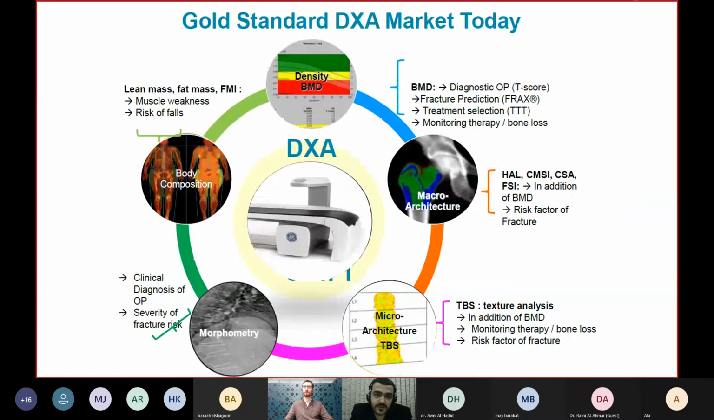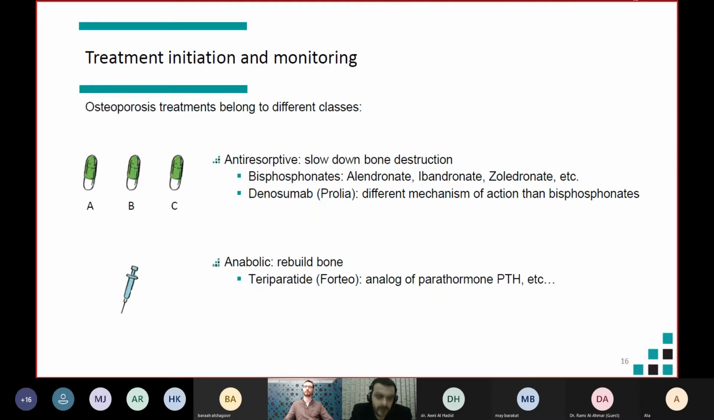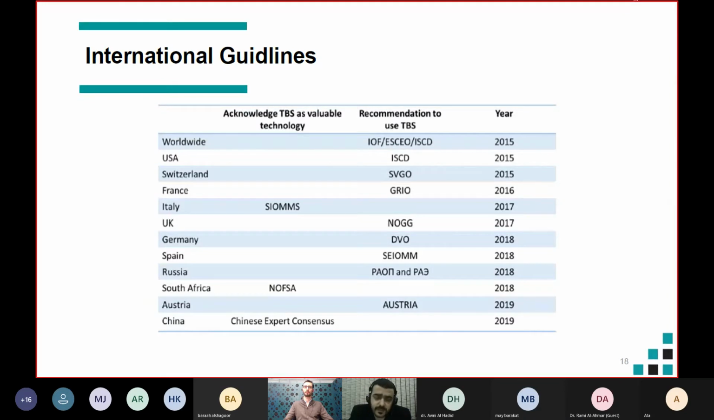You can see here the gold standards in the market: the BMD, and so on. I will pass them very fast. The TBS, as I said, is a gold standard now. Then the morphometry and the body composition. Okay, talking about treatment initiation and monitoring, of course I can monitor TBS as I can monitor BMD, and I can see the change, whether it is progressing or decreasing. I have two types of treatments: the anti-resorptive, which slows down the bone destruction, such as the bisphosphonates and denosumab, and the anabolic, which rebuilds the bone, such as teriparatide. And about TBS, you can see here that international guidelines recommend the use of TBS.